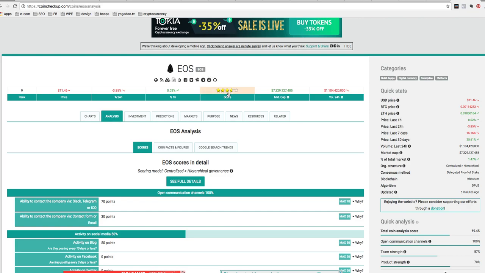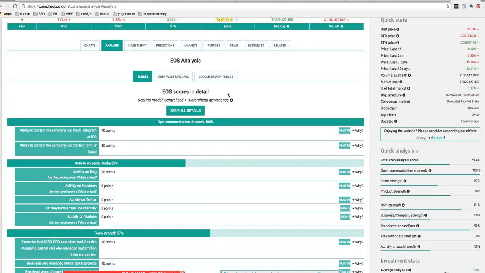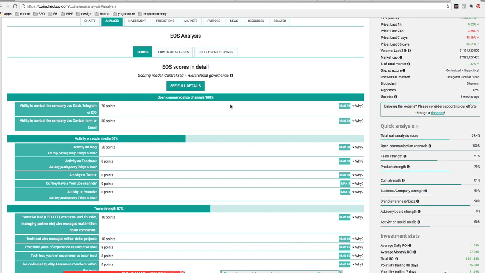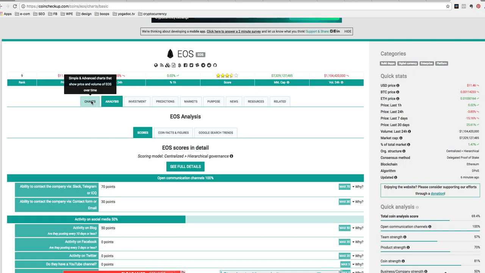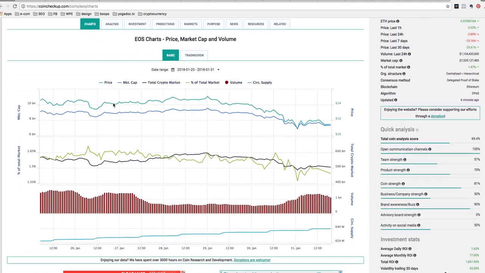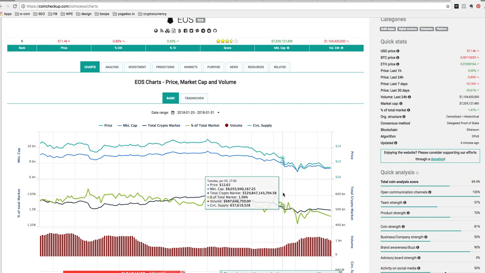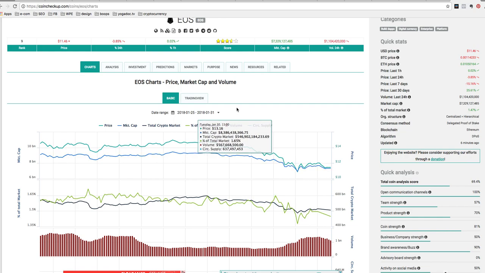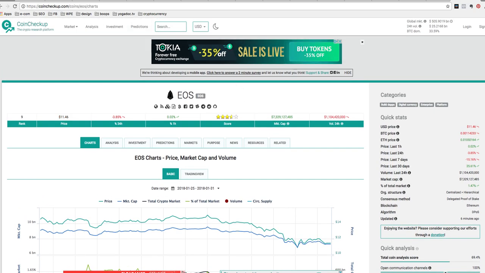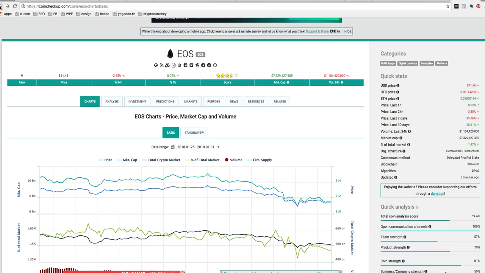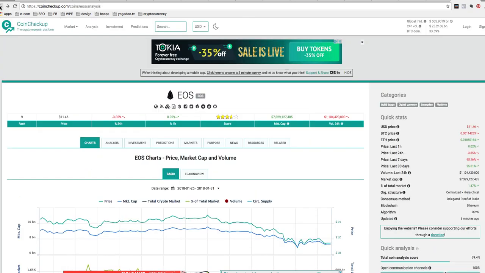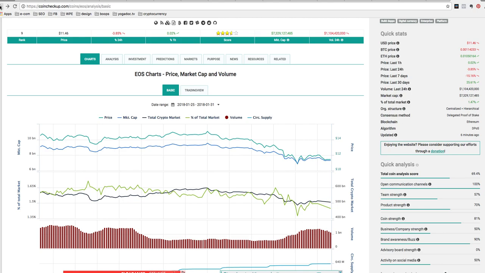But this score on Coin Checkup is very helpful, and it'll give you a pretty detailed analysis of what's going on. Obviously, you can also get charts, and these charts will give you the market cap, the price history, and the percent that it is of the total cryptocurrency market. So it's a really detailed site. I really like Coin Checkup, but mainly not because of the charts or the rating, but because of the tags, the categories.